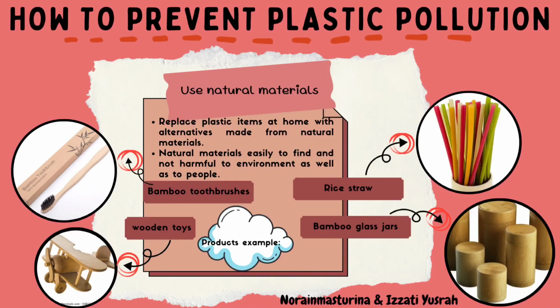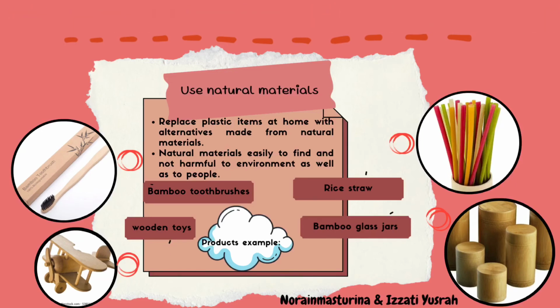Third, use natural materials. Replace plastic items at home with alternatives made from natural materials. Natural materials are easy to find and not harmful to the environment as well as to people. Product examples are bamboo toothbrushes, rice straw, bamboo glass jars, and wooden toys.